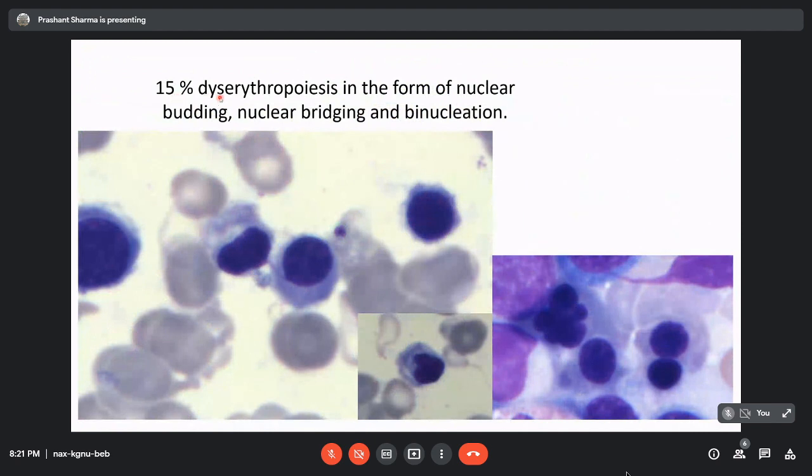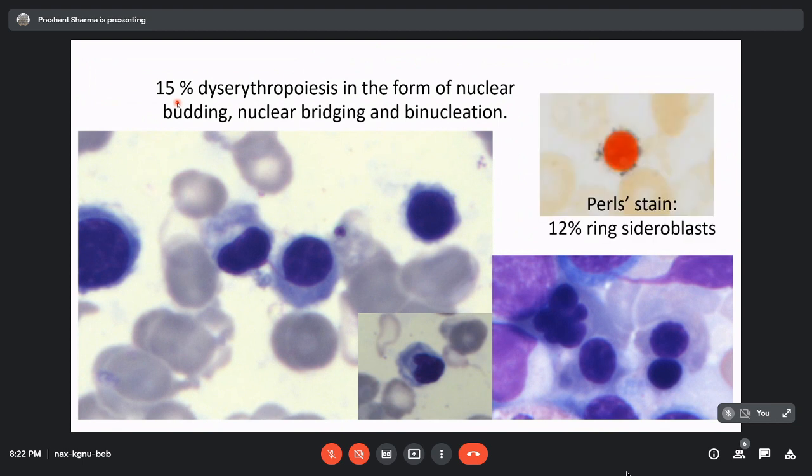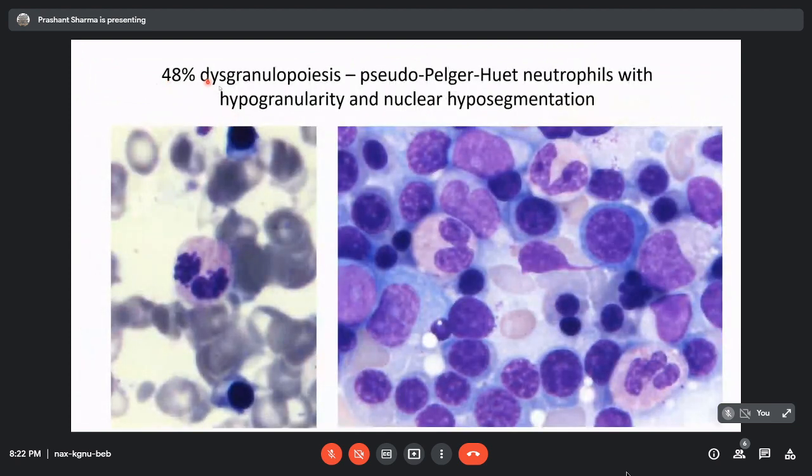In addition, there was 15% dyserythropoiesis in the form of nuclear budding, nuclear bridging, and binucleation. So internuclear bridging, here's a little nuclear bud that's coming out, and this is like a floret-shaped nucleus. 15%, the significance cutoff is usually more than 10%. In addition, his Perls stain showed 12% ring sideroblasts. Okay, so he's got two lineages. What about the third one?